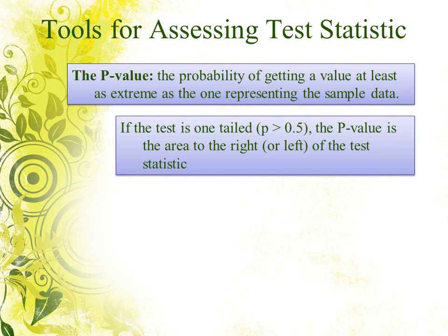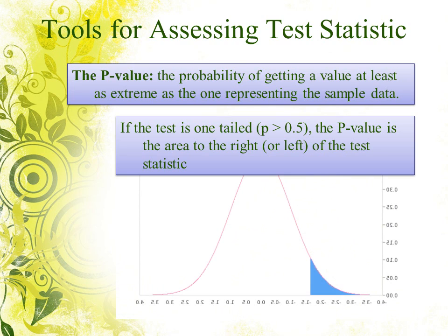If the test is one-tailed, and p is greater than something, then the p-value is the area to the right of the test statistic. However, if it's a left-tailed test, then we'd say the p-value is the area to the left of the test statistic. So for example, if I had a test statistic that gave me a test value here, the area to the right of that test statistic would be my p-value.